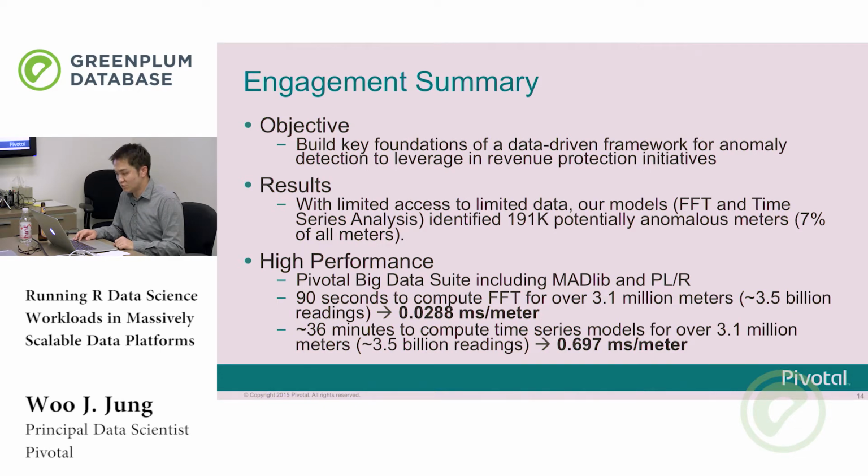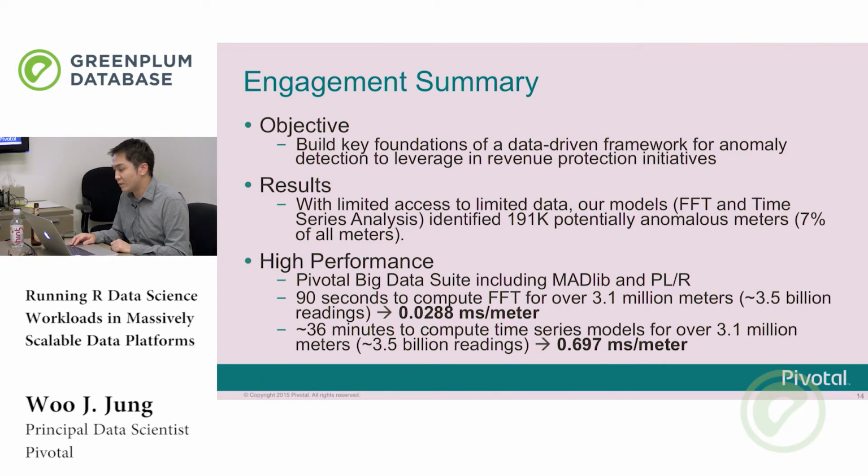What we did was we made use of PLR functions, specifically fast Fourier transform and time series analysis functions in R that we invoked through PLR to identify 191,000 potentially anomalous meters in their geography. So this was about 7% of all the meters that they had data on. This was done on Pivotal Greenplum using PLR along with MADlib.